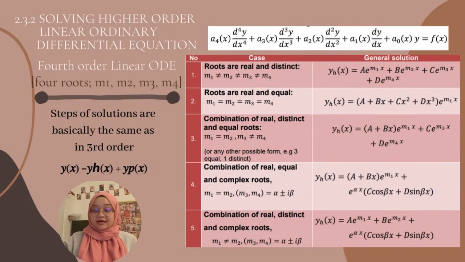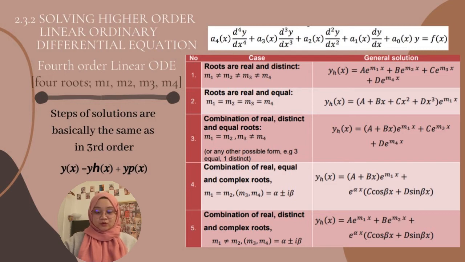So next, in the fourth order, there are five cases. The first one, roots are real and distinct, which means the four roots are not equal or do not have the same value. The second one, roots are real and equal, which means the four roots have the same value. The third one, combination of real, distinct, and equal roots, m1 equal to m2, m3 is not equal to m4, or vice versa. The fourth one, combination of real, equal, and complex roots.